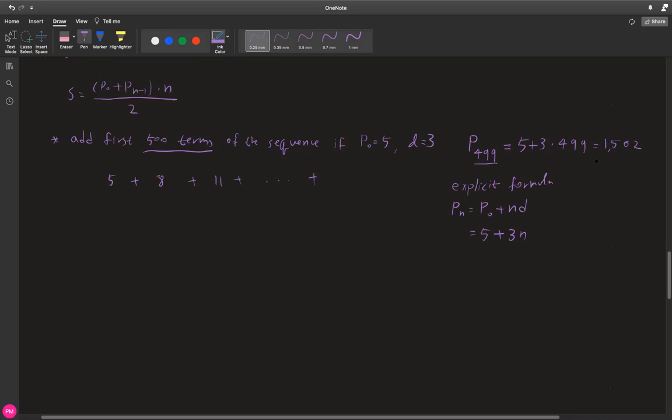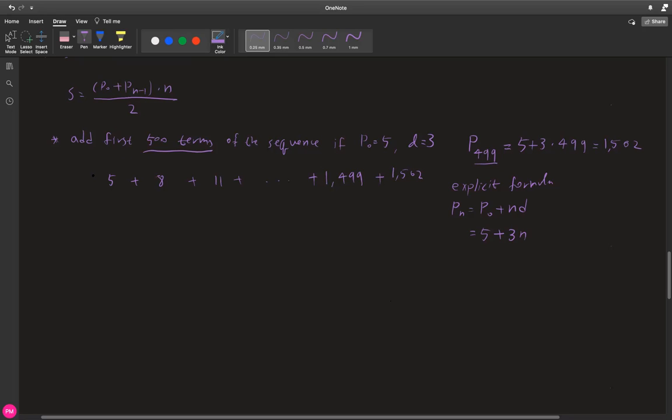So this number here, the 1502, is actually the 500th term. So we can see that the last term is 1502. And just for the problem's sake, let's do one previous term, which will be 3 less from 1502. That's 1499, and so on and so forth. So there will be a lot of numbers in between, but we have managed to find the first term and the last term, and we know that there are exactly 500 terms.